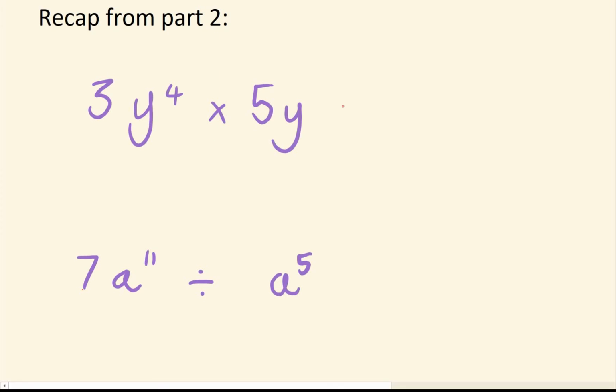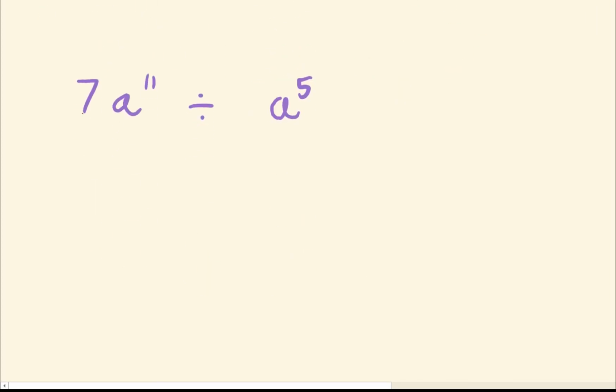For multiplication, remember we multiply the numbers and we add the powers. And again, if there's no number, here we're missing a number, then it means that number is 1. So 3 times 5 is 15, and 4 plus 1 is 5. So it'll be 15y to the power of 5. It's the same idea with division, where you divide the numbers and subtract the powers. Again, there's no number here, which means that number is 1. So numbers first, 7 divided by 1 is 7. We subtract the powers, 11 take away 5 is 6. So it'll be 7a to the power of 6.